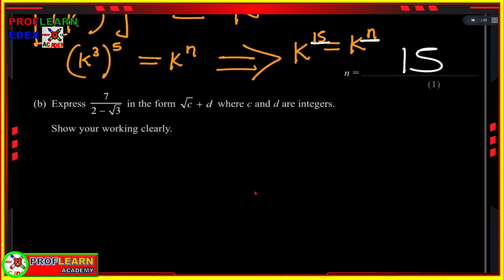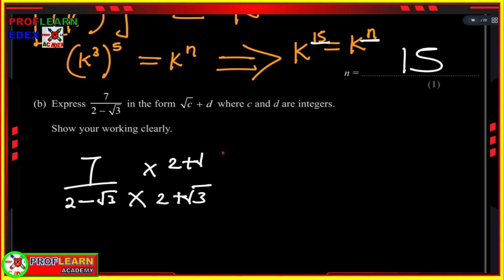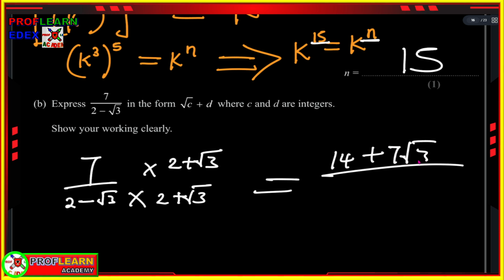Part B is about surds: 7 over 2 minus root 3, times the conjugate. The conjugate is 2 plus root 3, times 2 plus 7 root 3. If you work it out, 7 times 2 is going to give us 14, plus 7 root 3.